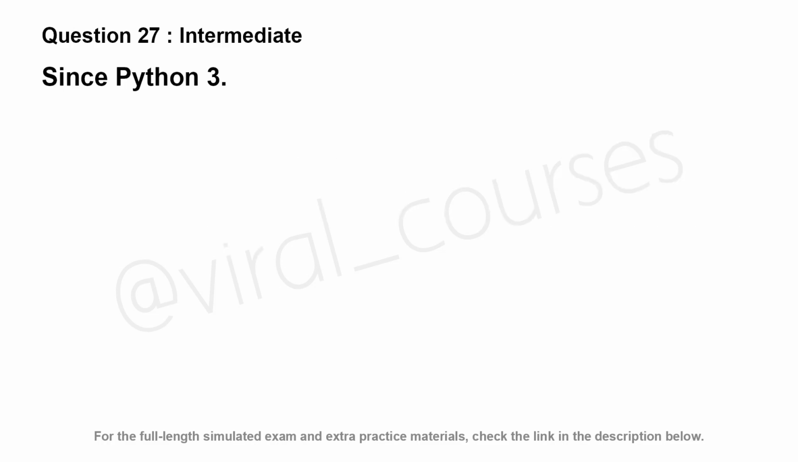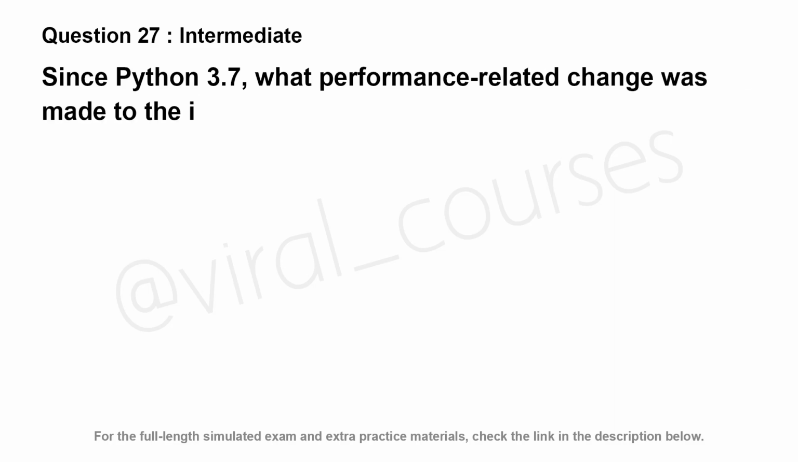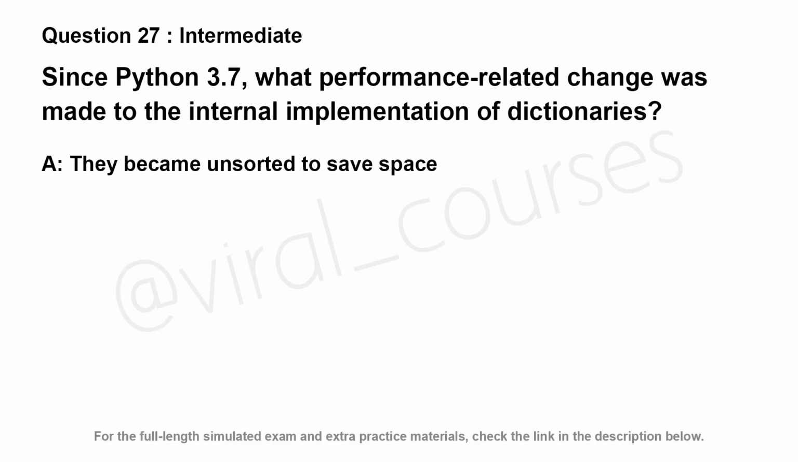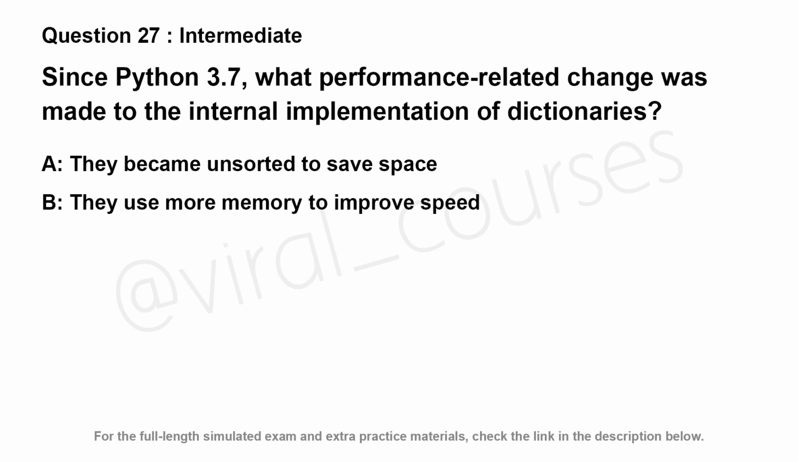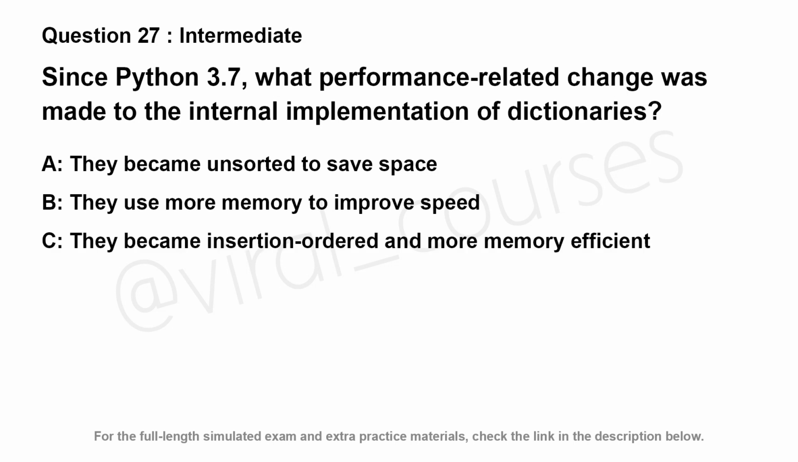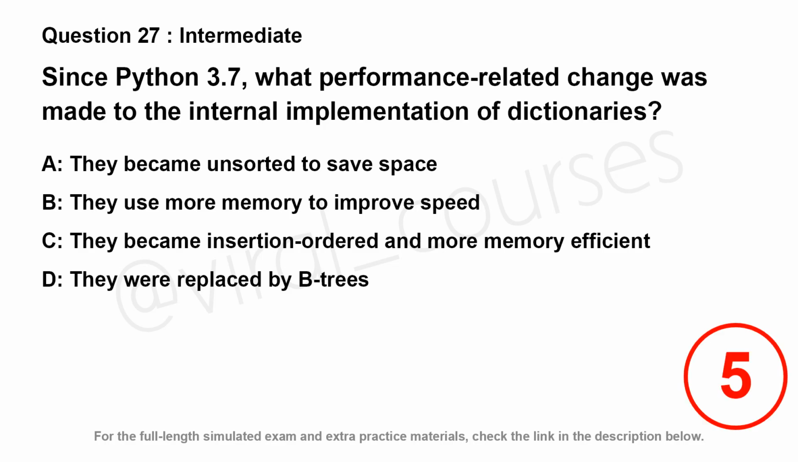Since Python 3.7, what performance-related change was made to the internal implementation of dictionaries? Option A. They became unsorted to save space. Option B. They use more memory to improve speed. Option C. They became insertion ordered and more memory efficient. Option D. They were replaced by B-trees.